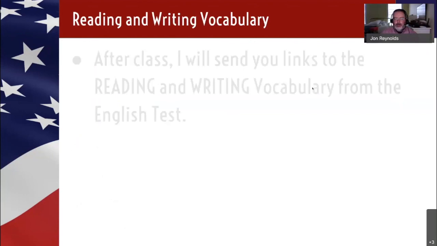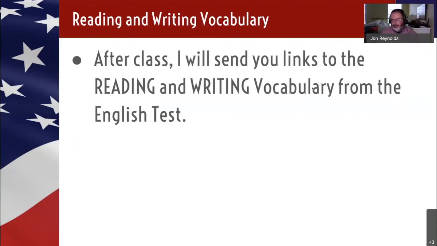So the question here is, again, when it comes to practicing, so this is the first thing I want to mention. When we're finished here today, I'll send you the links to the reading and writing vocabulary. So if this part was difficult, you need to practice. Okay. Got to practice those words.